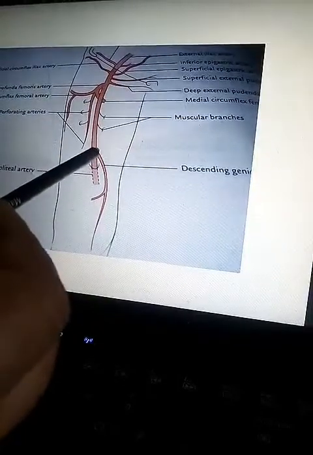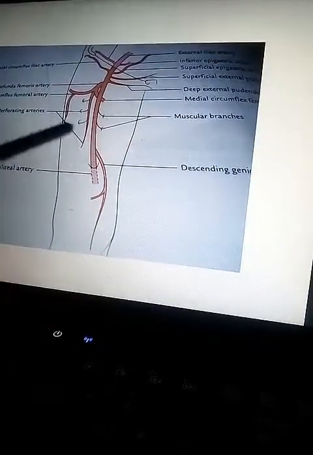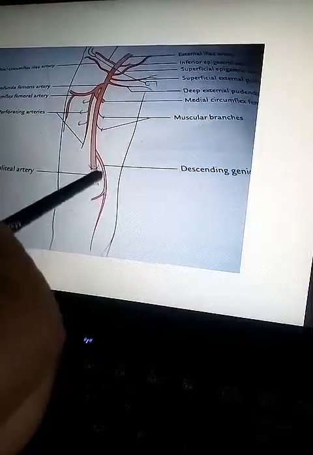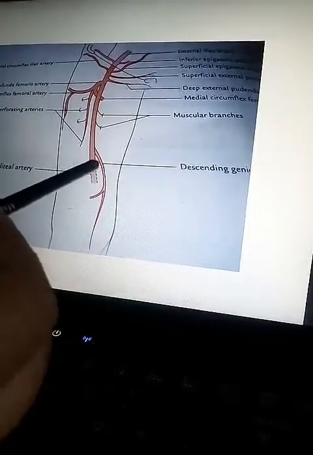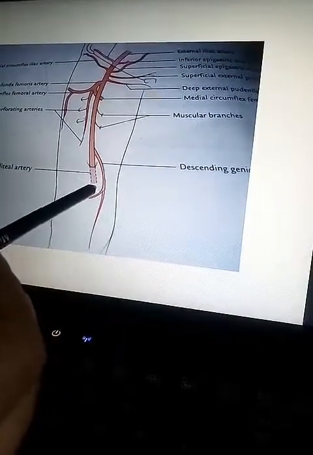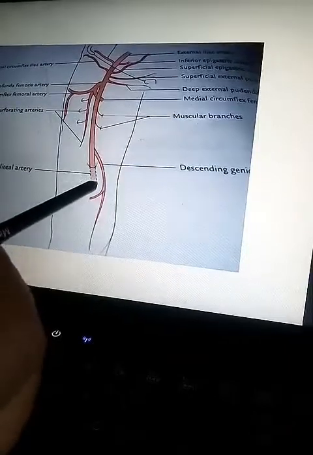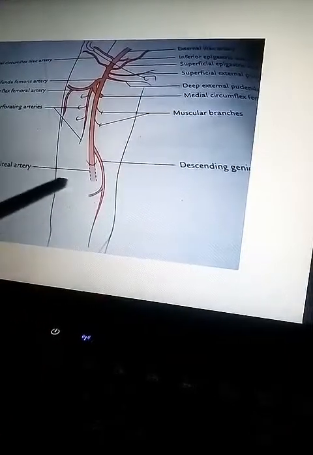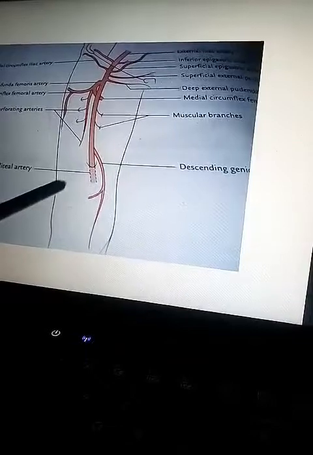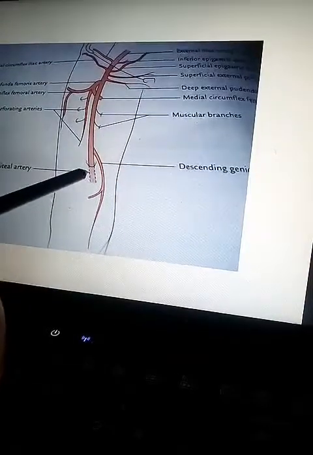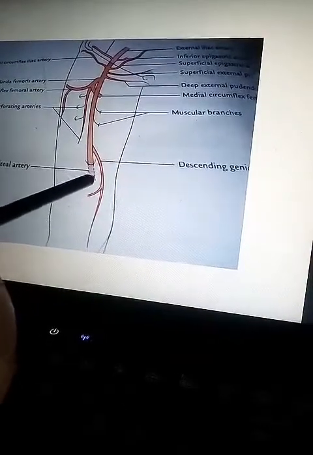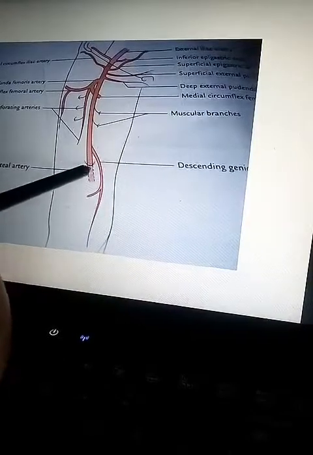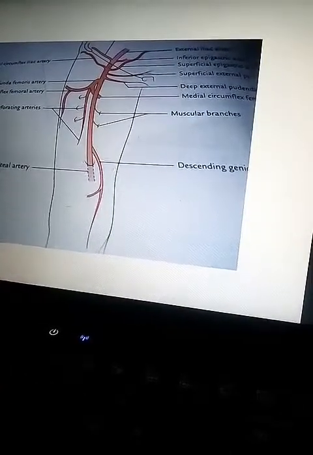The descending genicular artery leaves the canal by descending within the substance of the vastus medialis and divides into articular and saphenous branches. The saphenous branch, that is also known as saphenous artery, accompanies the saphenous nerve as it emerges through the roof of the adductor canal.